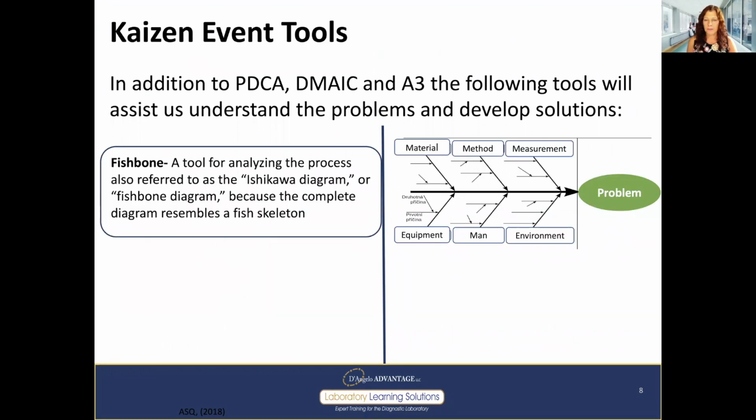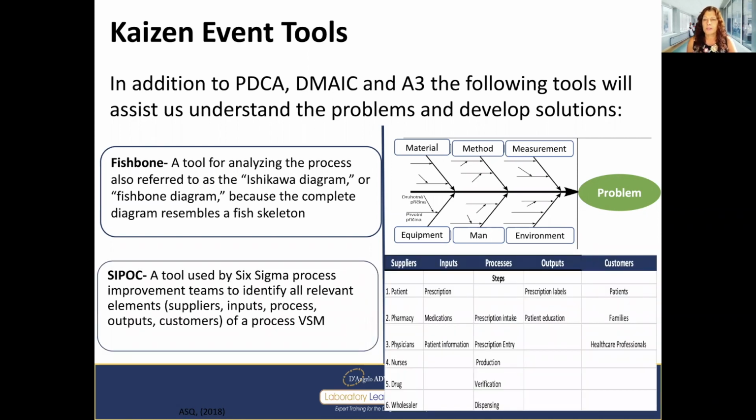Also use a fishbone. So this fishbone lists the materials, the methods, the measurement, the equipment, man and environment. Now this is called an Ishikawa or a fishbone, but whatever you call it, it's a problem analysis tool where we can develop what the root cause is.